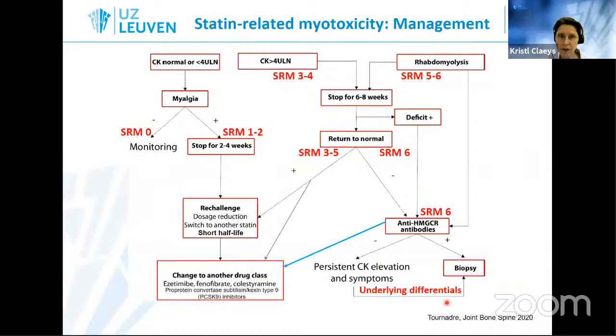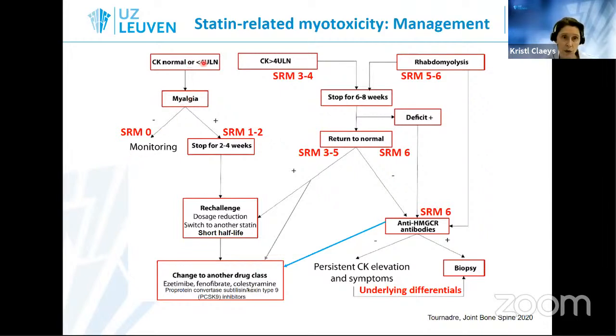So for the management, this is a schematic representation of the different statin-related myotoxicity subgroups. So if your CK is normal or less than 4 times the upper limit of normal, and you have no myalgia, so if the CK is slightly elevated, but you don't have any symptoms of myalgia, it's SRM 0, and then you just continue to monitor. So clinical examination of muscle strength and CK measurements.